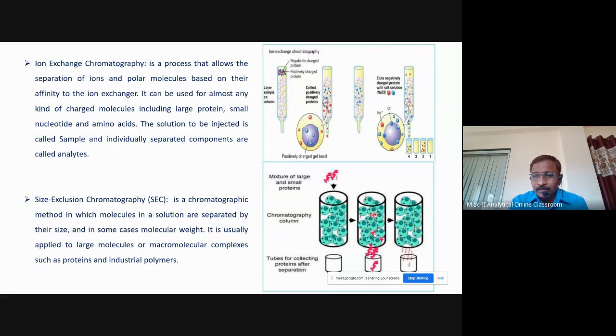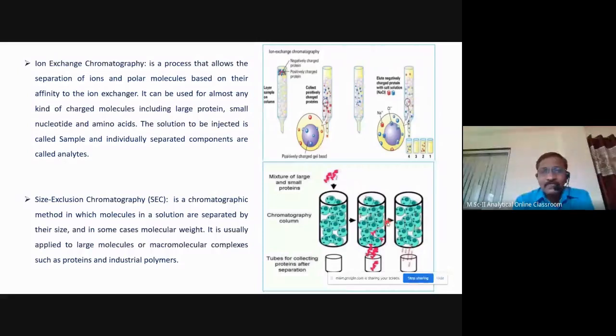So on the basis of their size, they can be trapped over here, and whatever the size is there, other than that, they can be removed. So they cannot be trapped. So on the basis of size, we can separate out the mixture, and that is called size exclusive chromatography. I think this you have already learned, that is ion exchange, size exclusive.